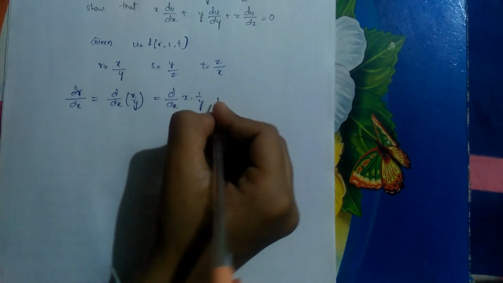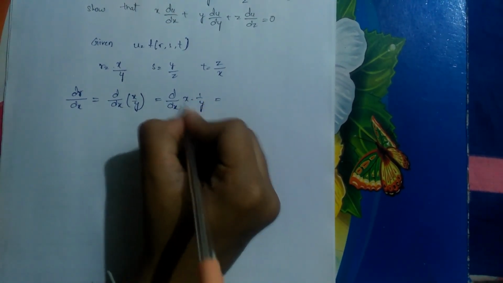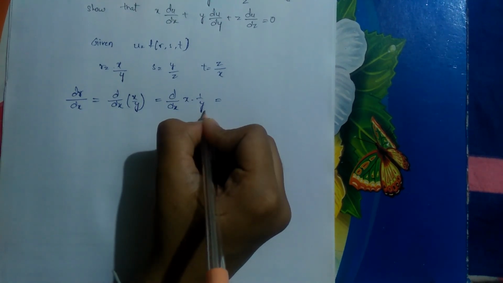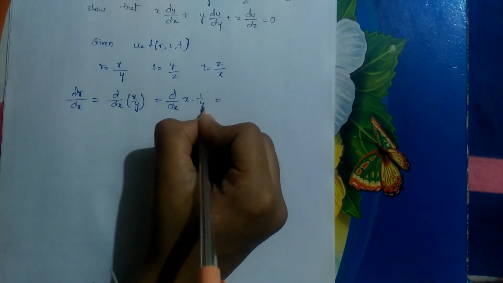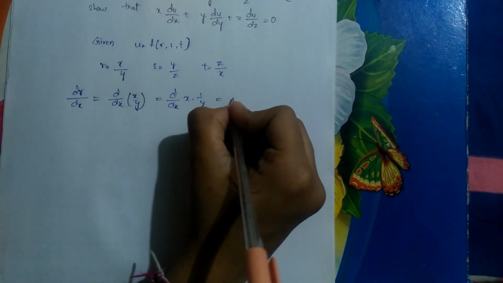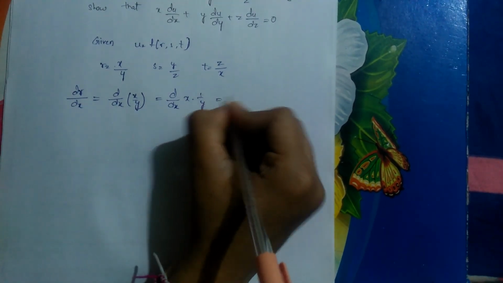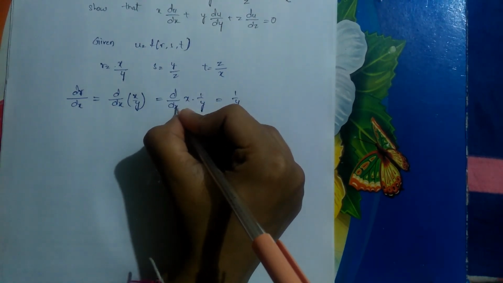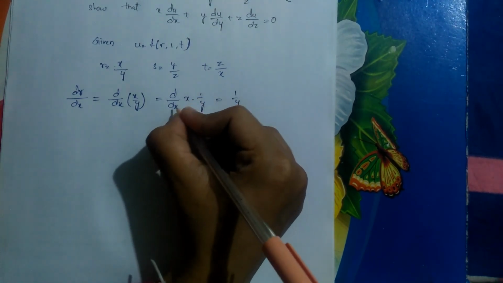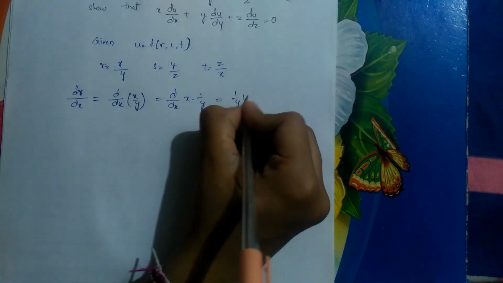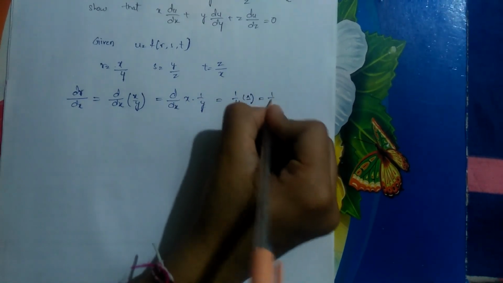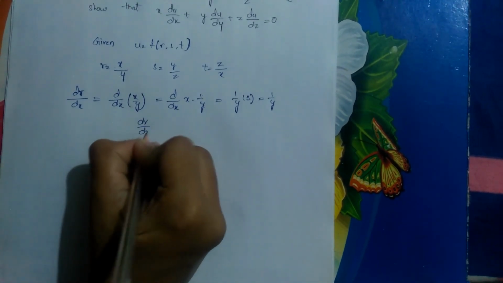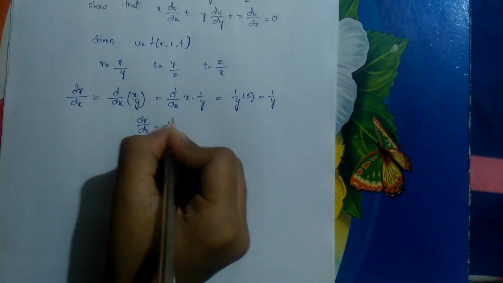So when we are deriving with respect to x, the other variable is treated as constant. So 1 by y is treated as constant. Write 1 by y as it is, and dou x by dou x means x is derived with respect to x, and you will get 1. So that equals 1 by y. So dou r by dou x is equal to 1 by y.